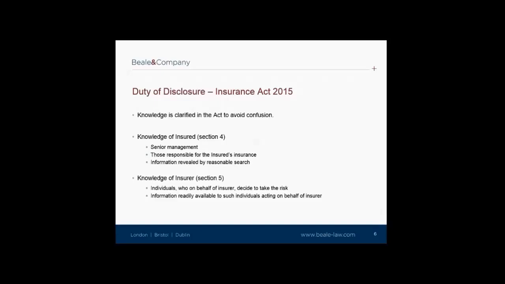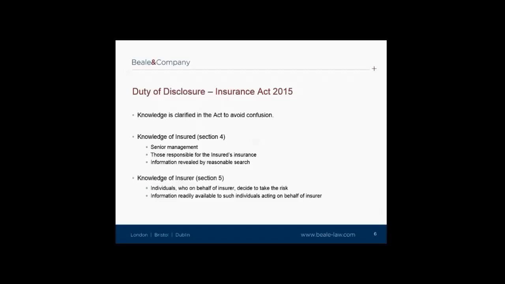The level of knowledge required of both an insurer and an insured is clarified in the Act to avoid any confusion. For the insured, if this is an individual, knowledge is not limited to his or her own knowledge, but is deemed to include anything known by a person who is responsible for the insured's insurance. This can include the individual's insurance broker.